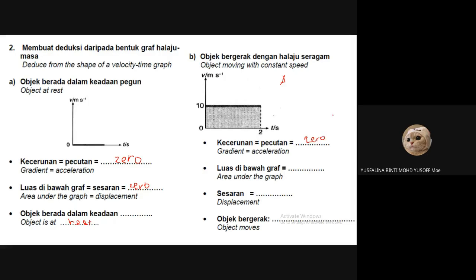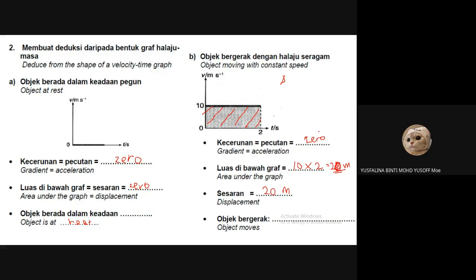And then how about the area under the graph? What is the area here? 10 multiplied by 2. This is a rectangle, so length multiplied by width. 10 multiplied by 2, so you will get 20 meters. This 20 meters is equal to the displacement. So 20 meters also.